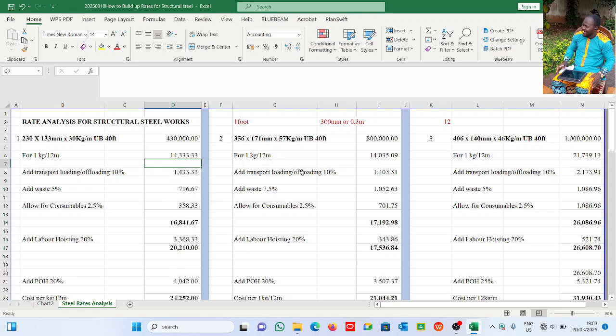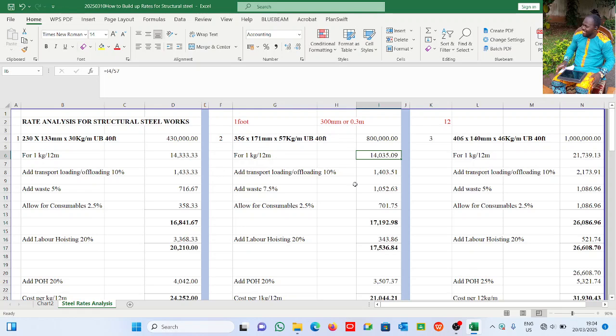All right, now let's see. This is 356 by 171 by 57 kg per meter. A universal beam also, or universal column if you call it that way. But the description in the drawing I worked with is universal beam, so it is 800,000. The same process I followed. For 1 kg I divide by 57. This is what you see here. This is for 57 kg. What about for 1 kg?